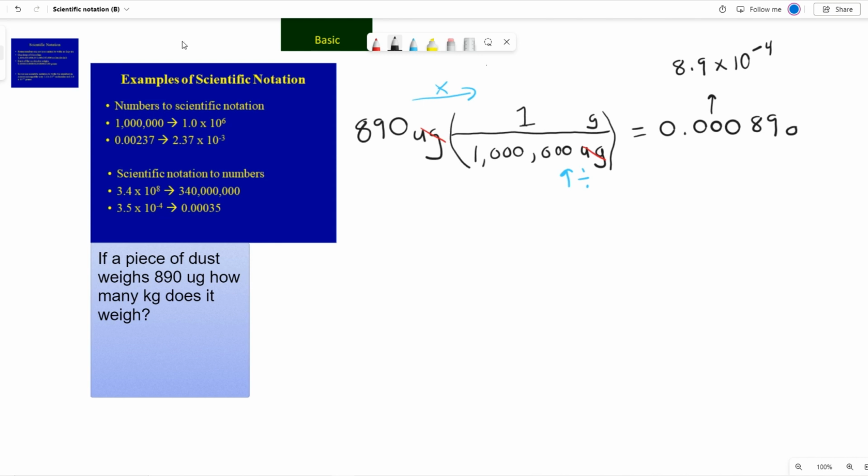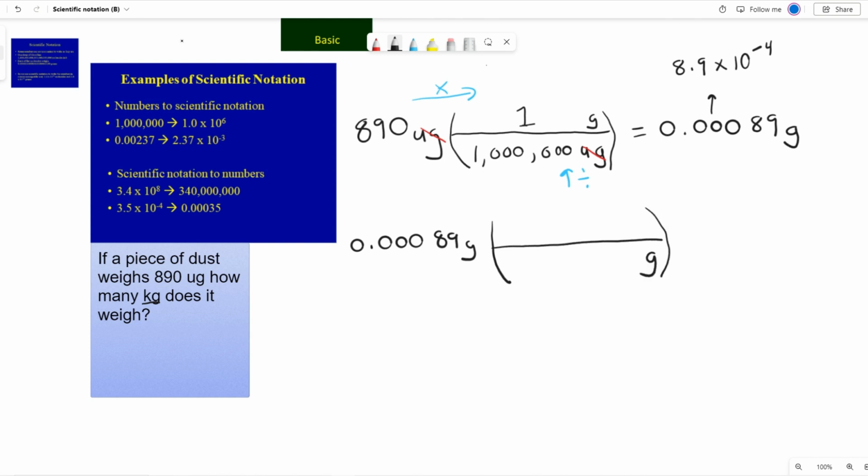What units are on that? Grams, because that's the one unit that didn't cancel out. But that's not what the problem is asking for. It asks us to get into kilograms, so we have to do another step. So now we take that 0.00089 grams, and we write another conversion factor for it.